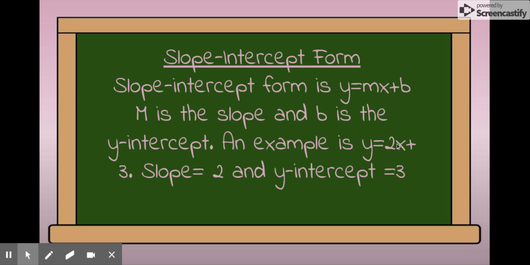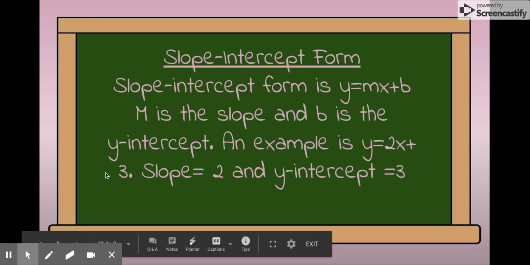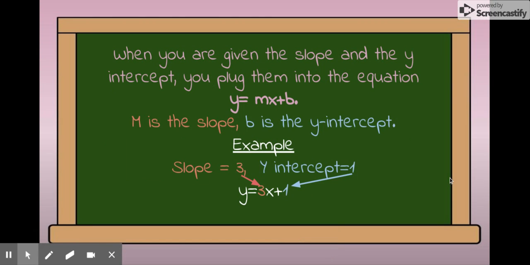This is where the m would be, we plug in the slope, so 2x plus, and then at the end, that's where the y-intercept is, where the b would be, and you just plug it in. When you're given the slope and the y-intercept, you plug them into the equation y equals mx plus b. Again, m is the slope and b is the y-intercept.